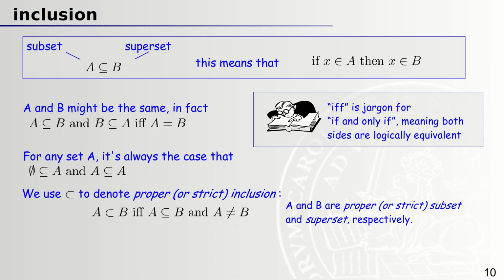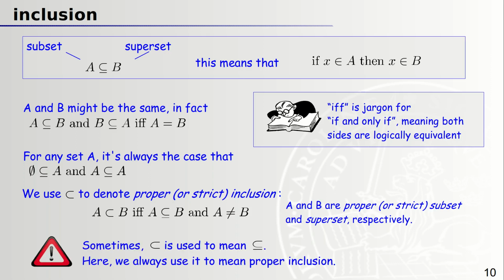In this course, we use the subset sign without the lower bar to mean strict or proper inclusion, meaning that the two sets are not equal. We then also say that A is a proper or strict subset of B, or that B is a proper or strict superset of A. This is analogous to less than versus less than or equal to among numbers, for example. Just be aware, however, that other authors sometimes use the sign without the bar to mean regular non-strict set inclusion. We won't do it in this course, but it does happen in the literature.